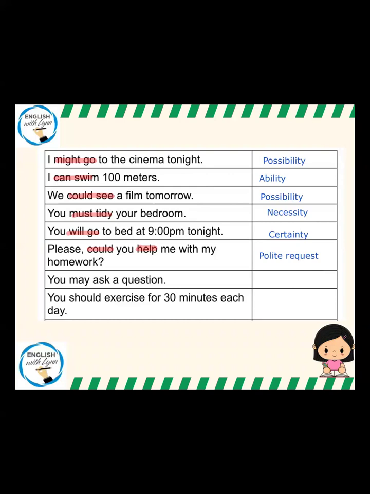Now, the next one, you may ask a question. So I've got the modal verb, you may, and the main verb that is linking to is ask. So you may ask, and then because it is the may, it is giving you permission. Okay, so you're having permission to ask that question.